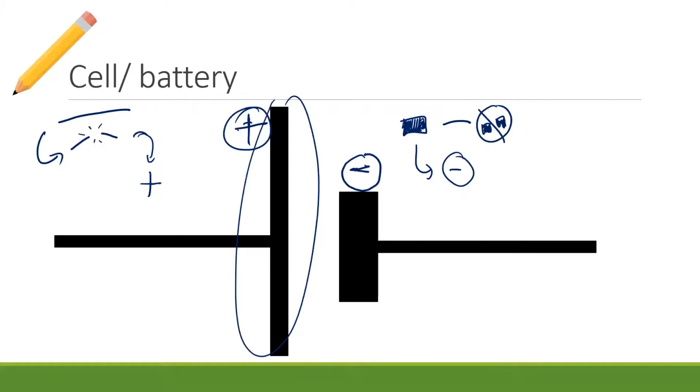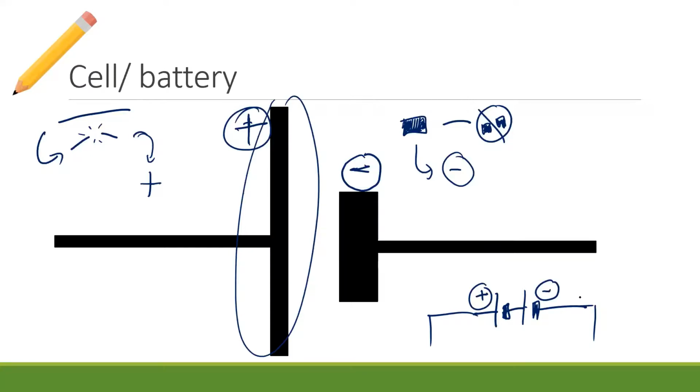When you've got a battery and you have more than one of these together, it would look like this. So here's one cell. Here's another cell. So this is a battery because there's more than one cell joined together, but it still has a positive side and a negative side.